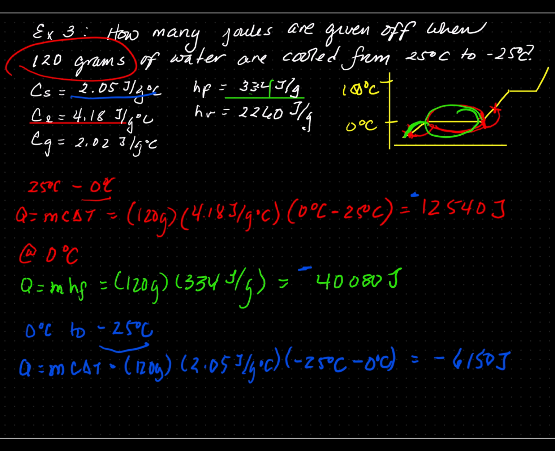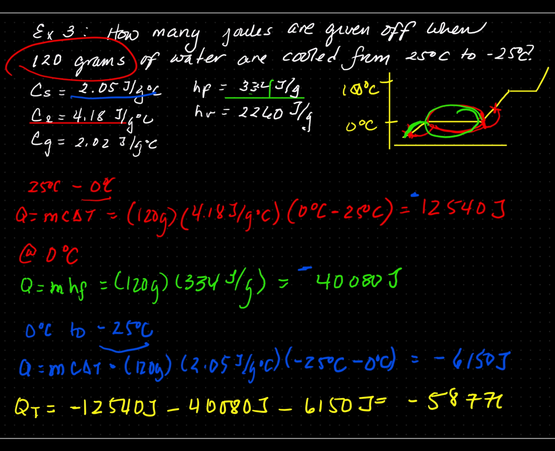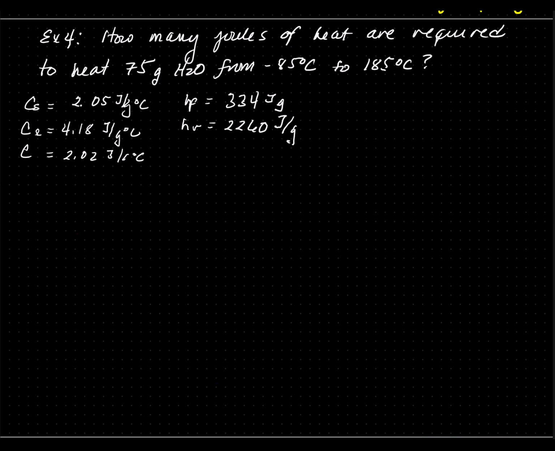So Q total is going to be the addition of all three numbers, negative, and you could convert these into kilojoules too if it's easier for you. So if I add all of this together, negative 58,770 joules. Better way to write it is scientific notation, so it's negative 5.88 times 10 to the 4th joules, or you could leave it in kilojoules. Pause the video, try this problem on your own, and then check your answer.